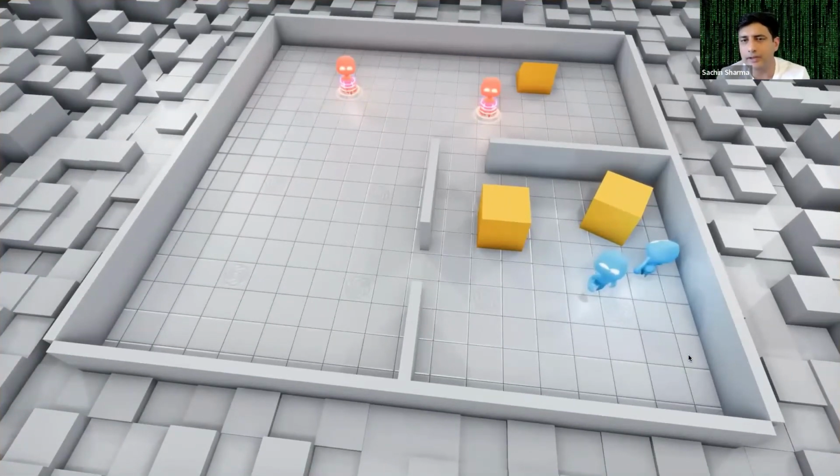I think everybody knows what hide and seek is. The red guys are the seekers and the blue guys are the hiders. So the red guys obviously have to look for the hiders. The seekers have to look for the hiders. Red guys have to look for the blue guys, and blue guys have to hide away from the red guys.